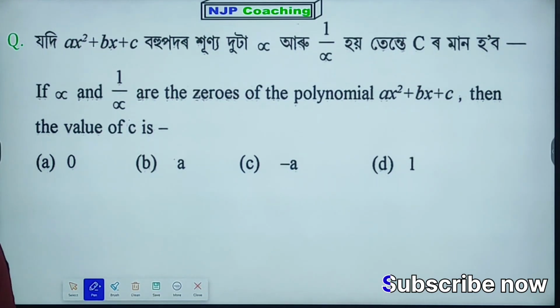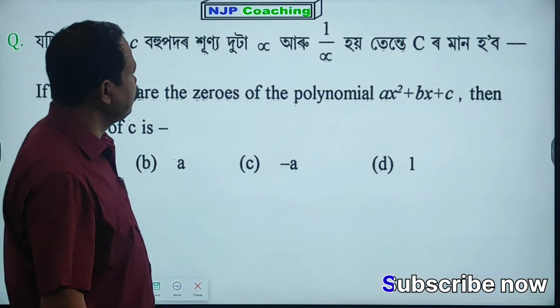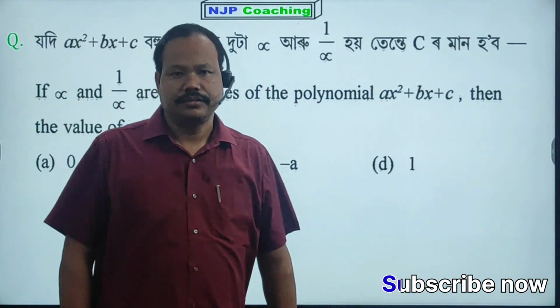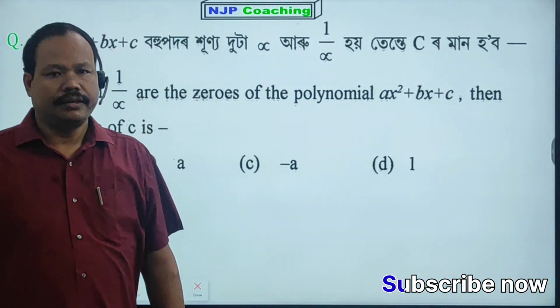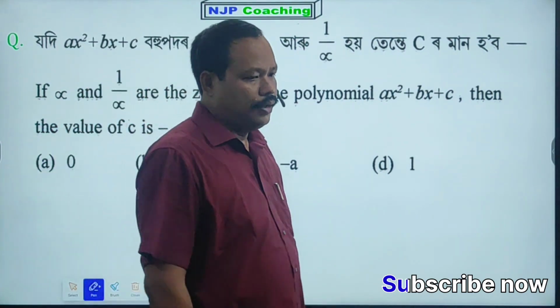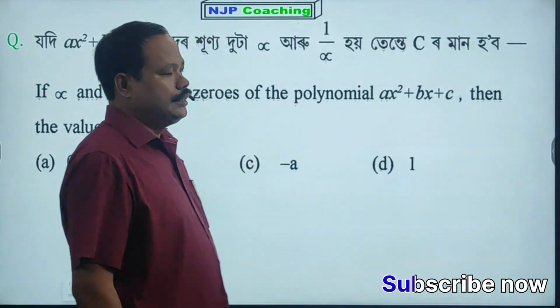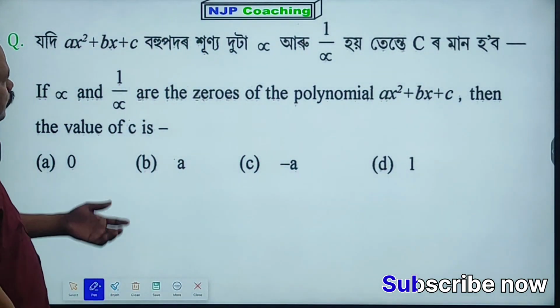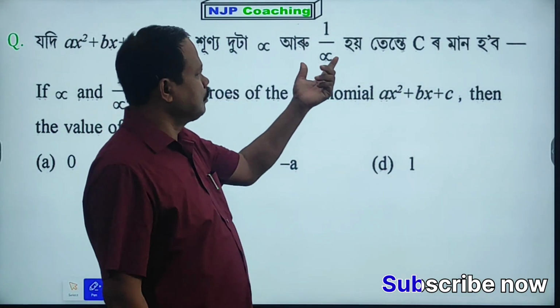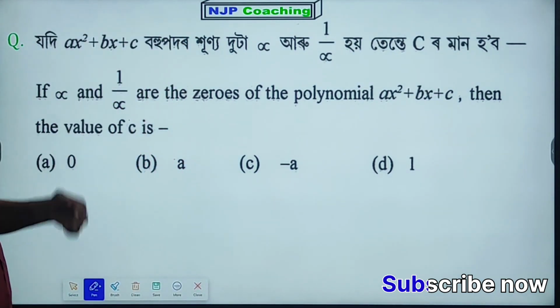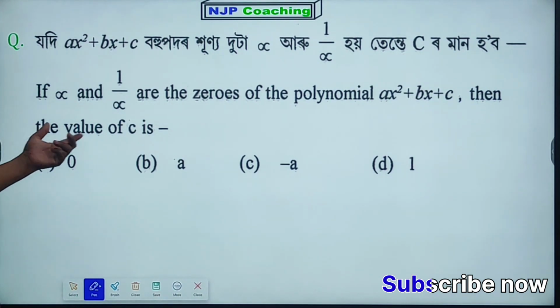Next, if the zeros of the polynomial ax square plus bx plus c are alpha and 1 by alpha, that means reciprocal, alpha and 1 by alpha, then we have to find the value of c.